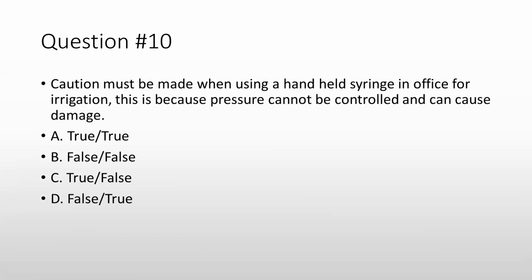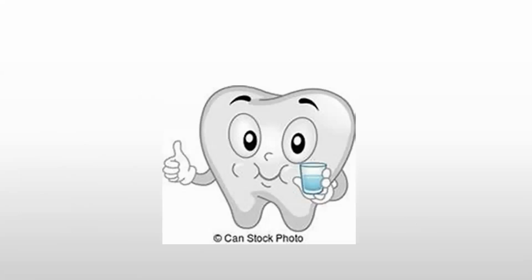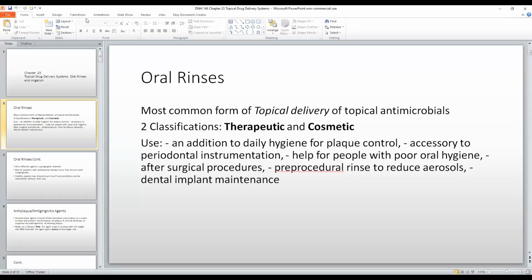Caution must be made when using handheld syringes in office irrigation, because the pressure cannot be controlled and can cause damage. So think about that handheld one, okay, the one with the cannula, right? We want to be careful. We want a gentle squirt. We don't want to go blasting anything. All right, so that is the end of this particular chapter, and I thank you for hanging in there.